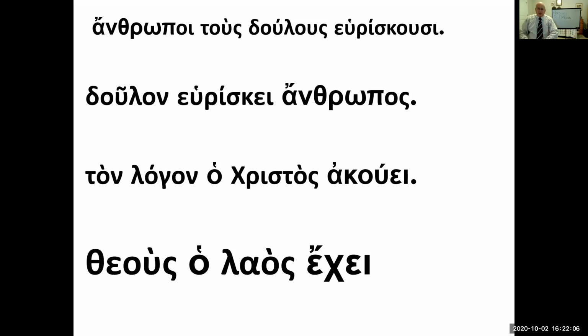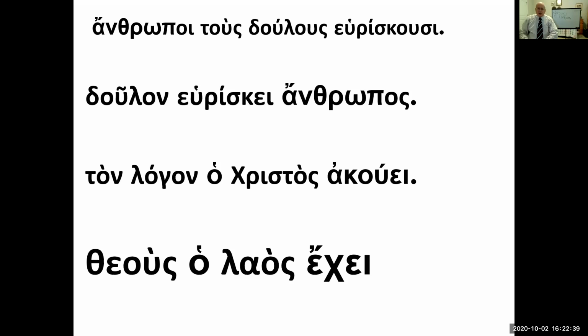Second sentence, doulon heuriske anthropos. Don't translate a slave finds a man, because the subject is not a slave. He's not the one finding. The nominative case was with anthropos, os. Doulon is in the accusative case. It's the object. So it is a man is finding, or a man finds, simple present, a slave.